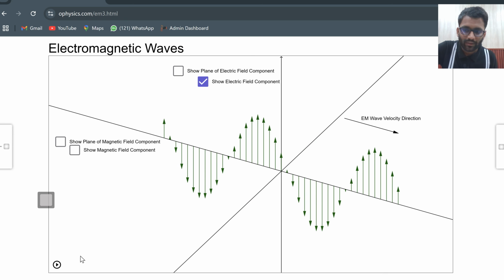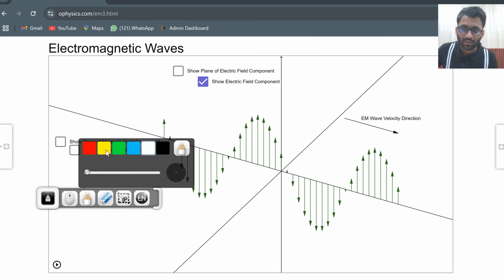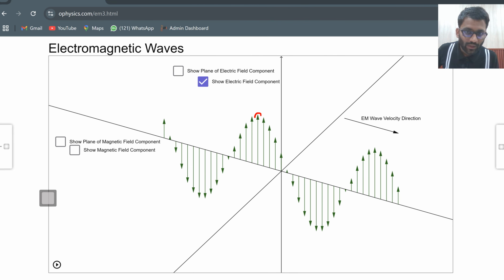Any peak you pick up. Let me stop it. You pick up this peak. Are you able to see my cursor? You pick up any, you just keep your eyes on this particular peak. Which peak am I talking about? You keep your eyes on this particular peak.